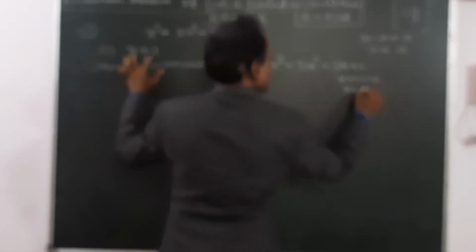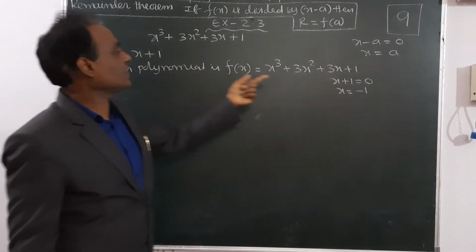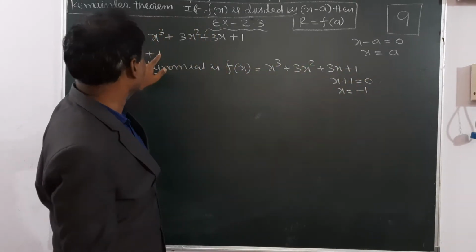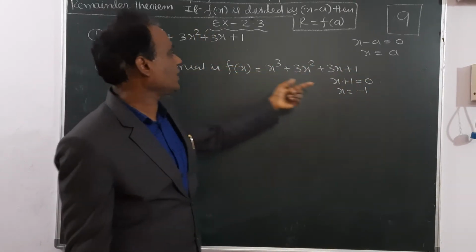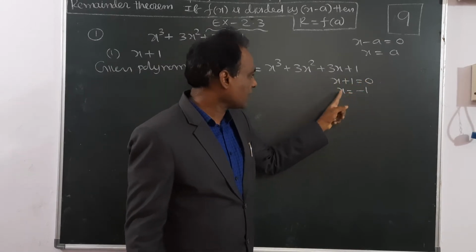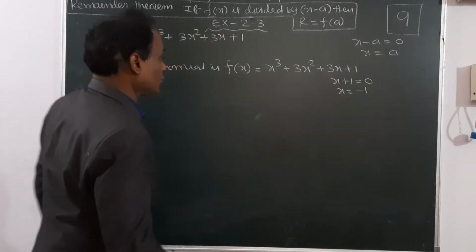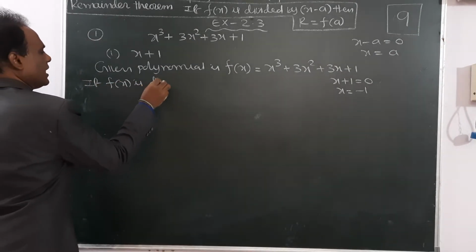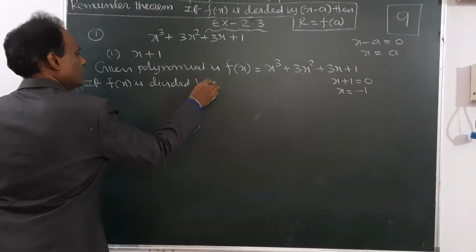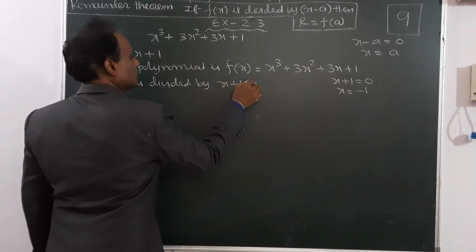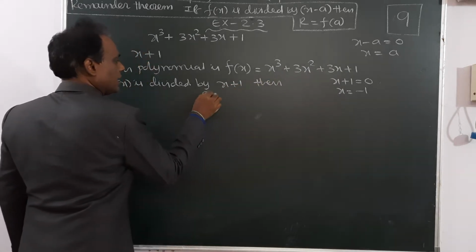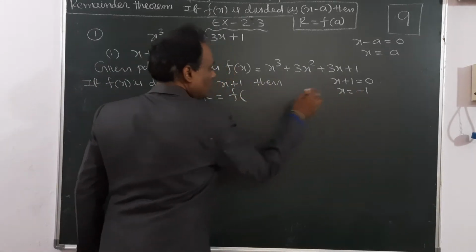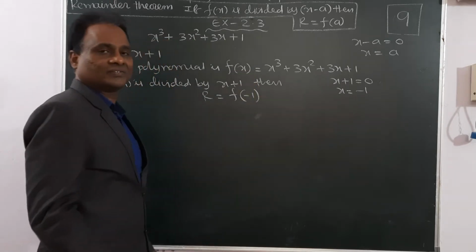Divided by x plus 1 means find the x value. Plus 1 to the right side becomes minus 1. Equate this x plus 1 to 0. Whatever divisor is there, we have to equate it to 0 and find that x value. So now the statement: if f of x is divided by x plus 1, then the remainder is f of this value. That is the question.